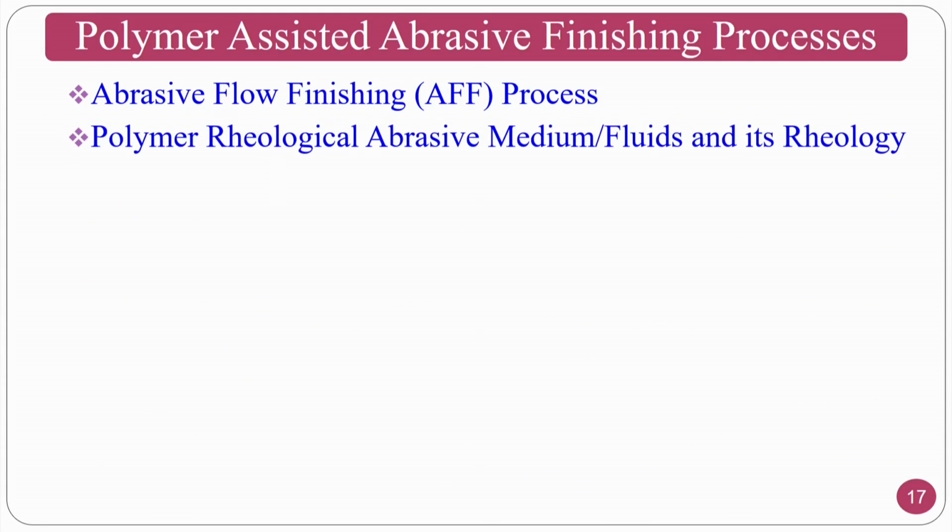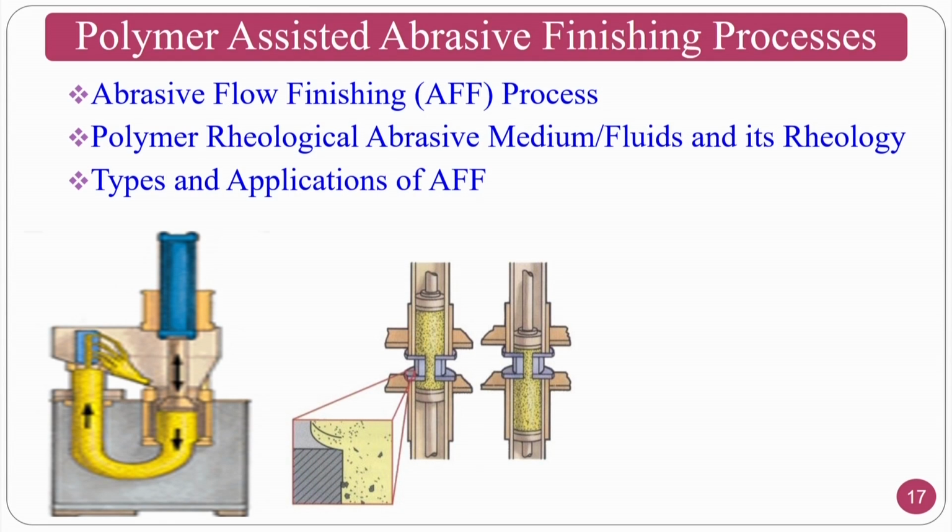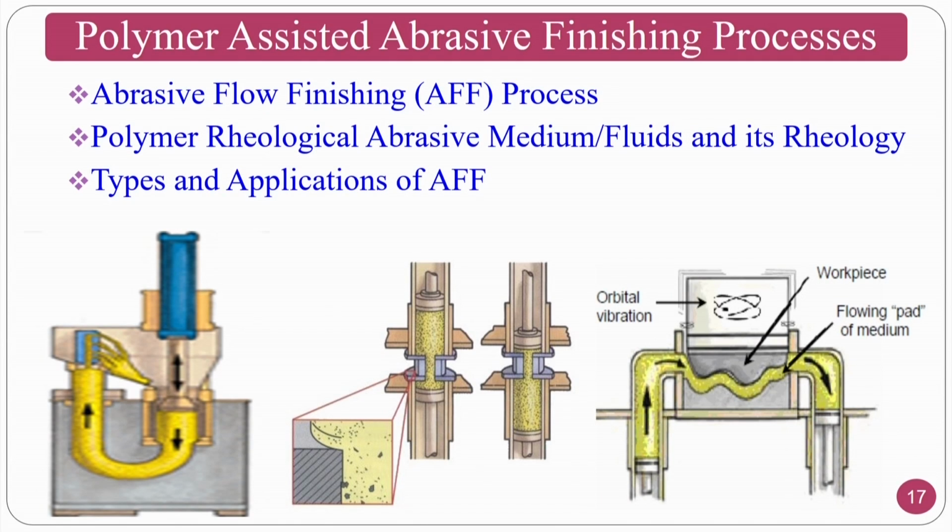Then we move on to polymer assisted abrasive finishing processes, where we have studied abrasive flow finishing. Then the polymer rheological abrasive medium and its rheology we have studied, and the types of abrasive flow finishing processes and their applications we have studied. Complex surface finishing can be done by the abrasive flow finishing process. The polishing or finishing of any type of complex surface can be done by the polymer rheological abrasive medium, because here you do not require any external source like a magnetic field or something.